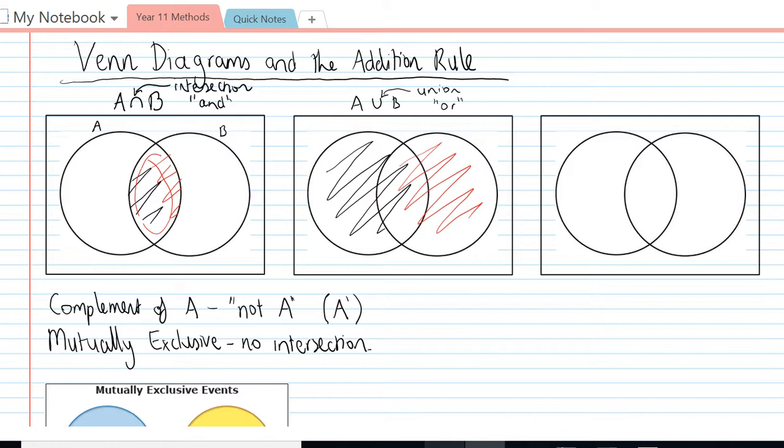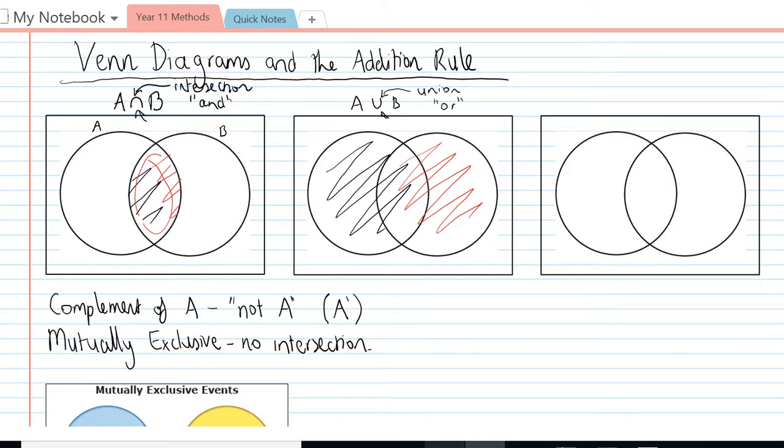Now, how you choose to remember that, it's really up to you. I kind of think that this symbol here for the intersection looks a bit like an A for "and" and this one here looks like a U for union. So that could be your way of remembering it as well.